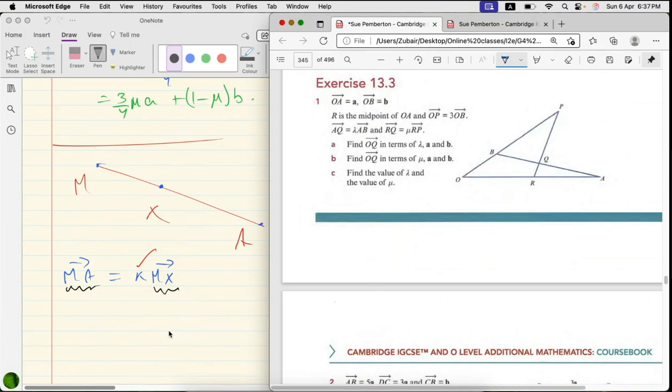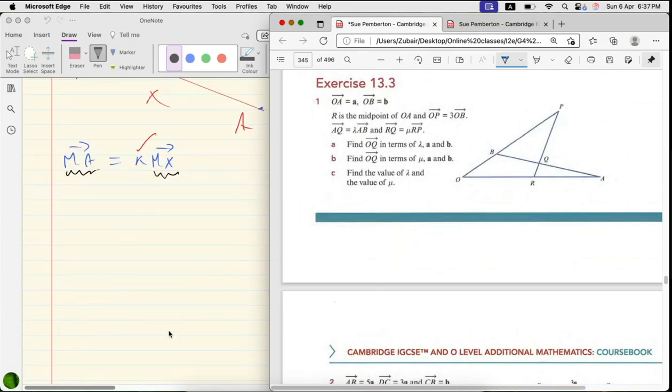And now practice exercise of the same concepts. Let's see question 1. OA is A. This is A. I sometimes label on diagram so I don't have to go back to text again and again. OB is B. R is the midpoint of OA. If that's the midpoint, I'll mark it like this for me, or I'll write 1:1.